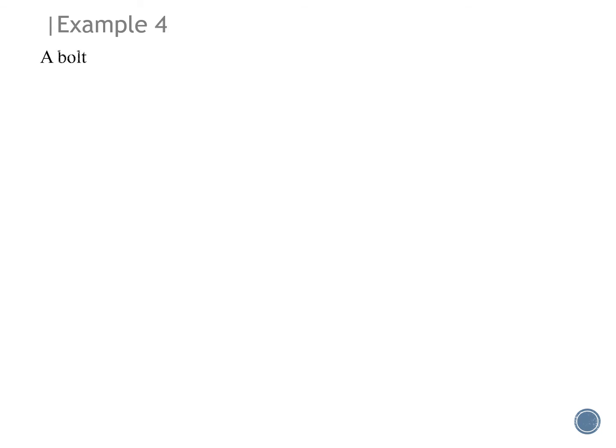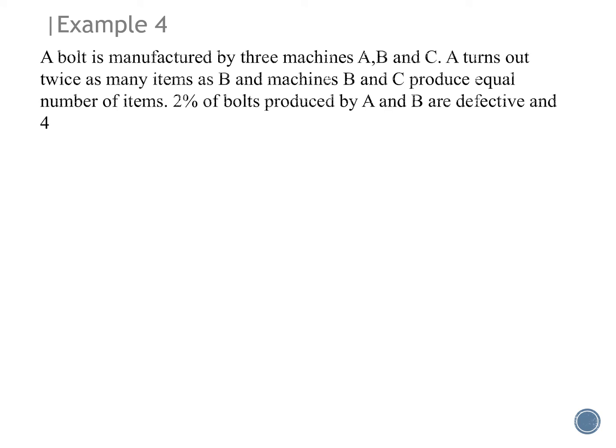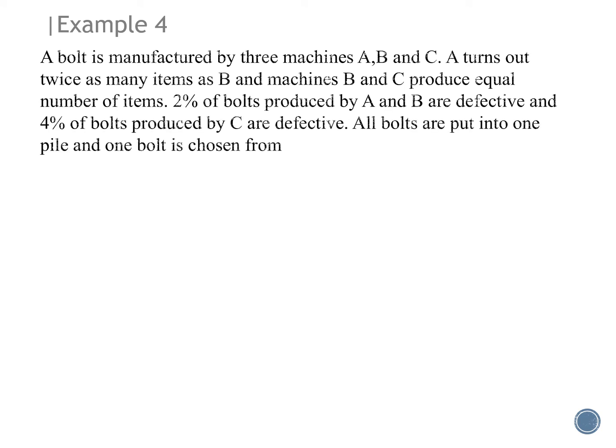Example 4. A bolt is manufactured by 3 machines A, B, C. A turns out twice as many items as B, and machines B and C produce an equal number of items. 2% of bolts produced by A and B are defective, and 4% of bolts produced by C are defective. All bolts are put into one pile and one bolt is chosen from this pile. What is the probability that it is defective?